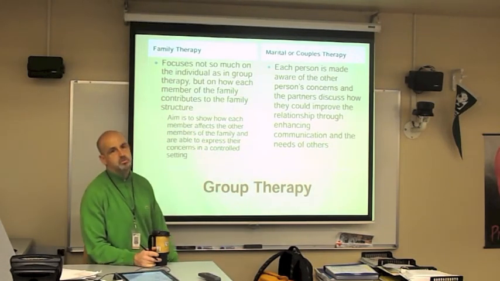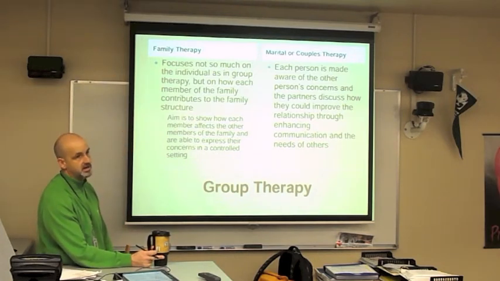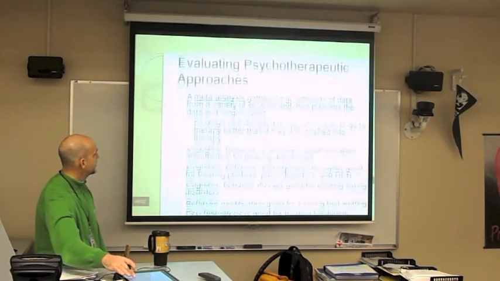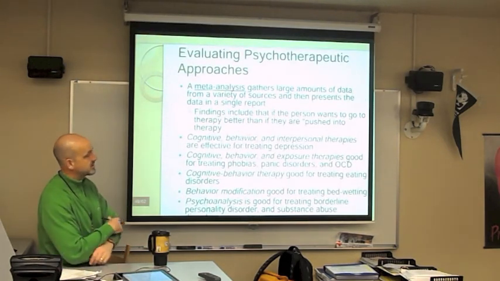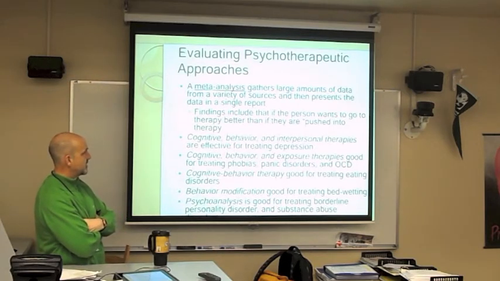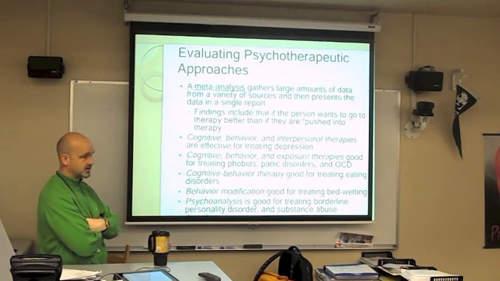Most people that have marital problems simply don't talk to each other about them. It's possible to be in a marriage and not discuss anything, to ignore each other and pretend everything's okay. Now, evaluating psychotherapy approaches. A meta-analysis, which is a term you could see, gathers large amounts of information from a variety of sources and then presents it in a single report. Findings include that if a person wants to go to therapy, they're going to be better off simply getting the most out of therapy.